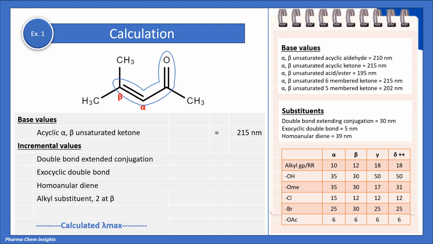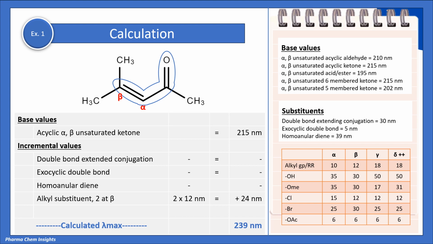So we have any double bond extended conjugation? No. Any exocyclic? It is not a cyclic compound, so no exocyclic double bond, no homoannular diene. If there are any alkyl substituent, yes, there are 2 alkyl substituents at beta position, and hence we have 2 into 12 nanometer, that is 24 nanometer. By calculating, we get the lambda max as 239 nanometer.